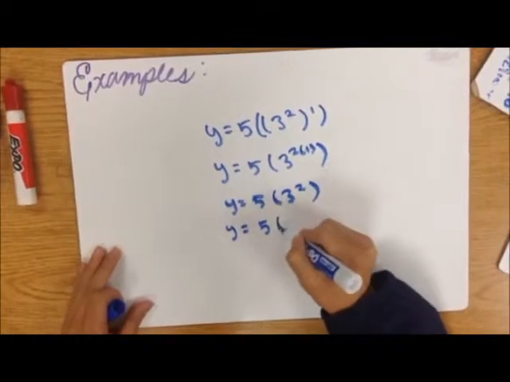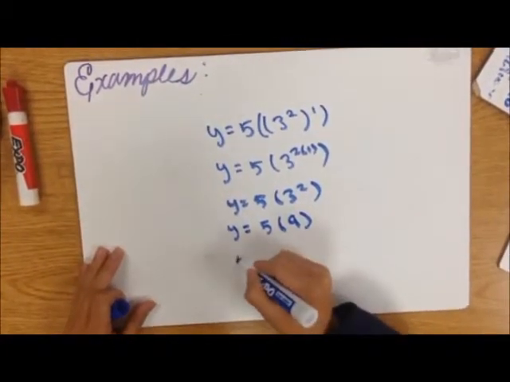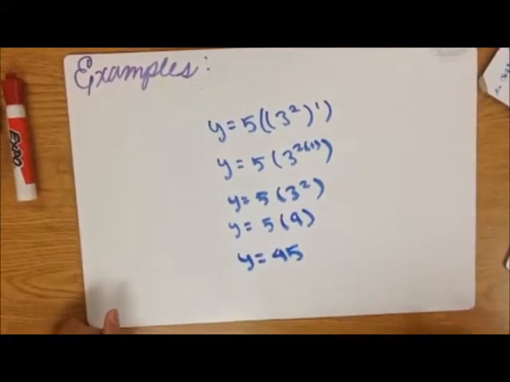Simplifying that, 3 to the second power is 9, and 5 times 9 gives you y equals 45. And that is your answer when you use the power rule.